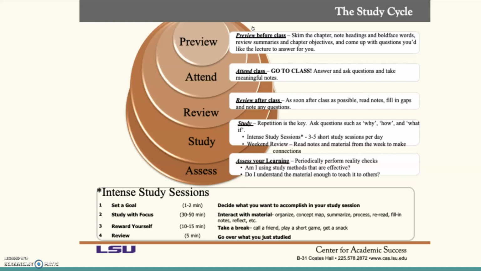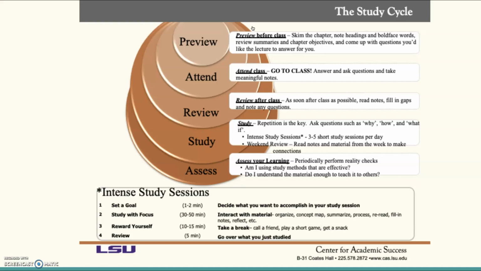The third step in an intense study session is definitely to take a break. You may need a moment here and there to just take a break so that you can come back refreshed. And then the last step would be to review, go over the things you just studied, make sure they're really in your brain and that you're able to really recall them next time you look.